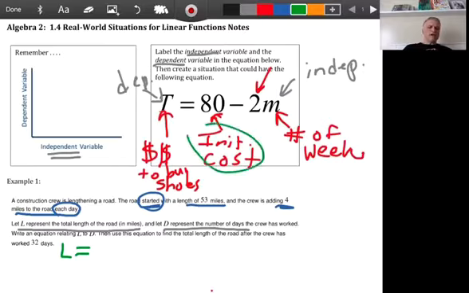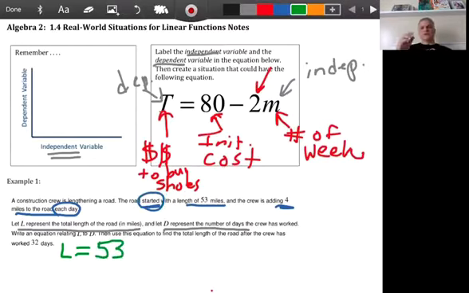Now up here we had an initial amount. Well, what's the initial amount that they're starting with here in this word problem? Well, it says they started with 53 miles.